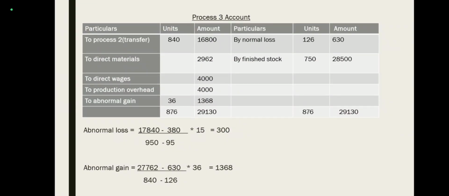So we have to find out the value of abnormal loss, that is total cost before abnormal loss divided by total quantity in units, into units lost. So we get 17,840 minus 380, divided by 950 minus 95, into 15, that is 300. 300 is the amount of abnormal loss.